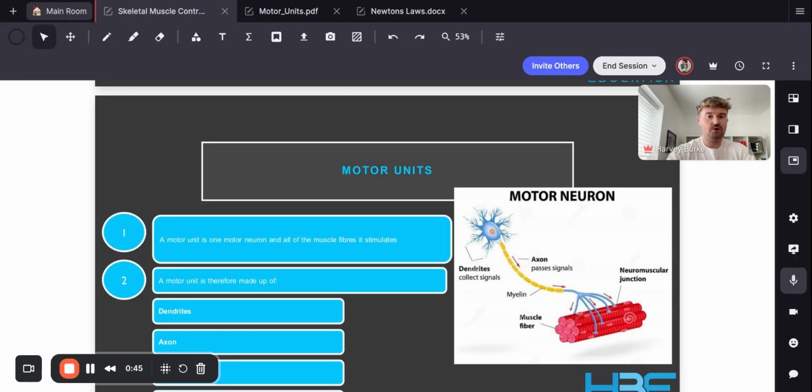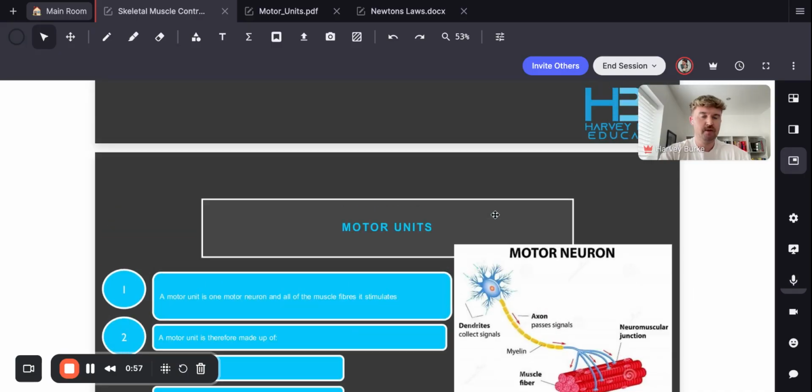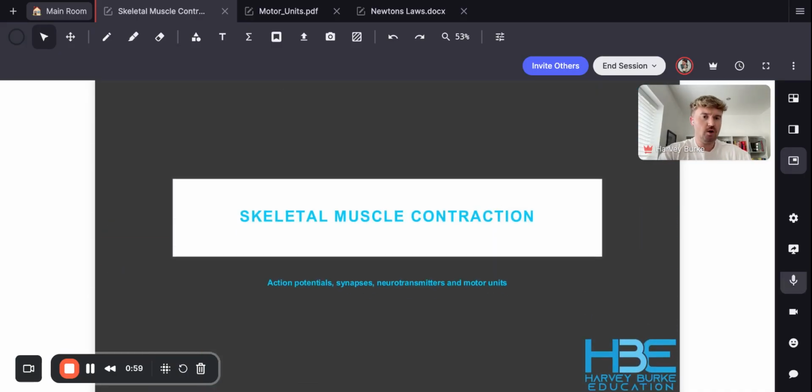But if you're an AQA student, you're still going to get value here because they do want you to know what the structure of a motor unit is. And then they also want you to be able to recite the all or none law. And we're definitely going to talk about the all or none law here. So this topic is looking at how the brain sends an electrical impulse via neurons all the way to your muscle fibers to get them to contract.